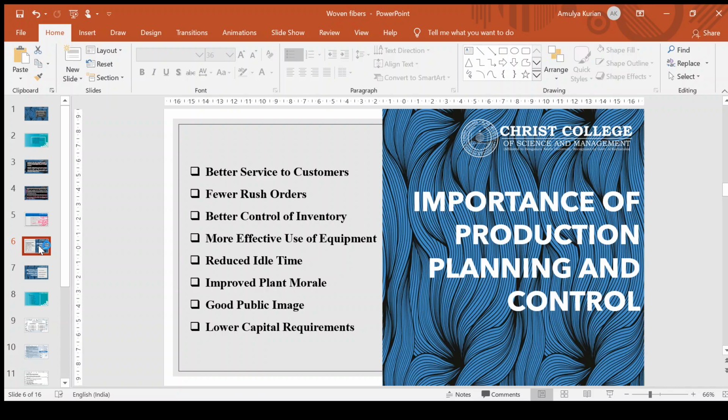So again: better service to customers, fewer rush orders, better control of inventory, more effective use of equipment, reduced idle time, improved plant morale, good public image, and lower capital requirement. And the next one of this module, or the last session of the module, is what are the limitations of production planning and control.